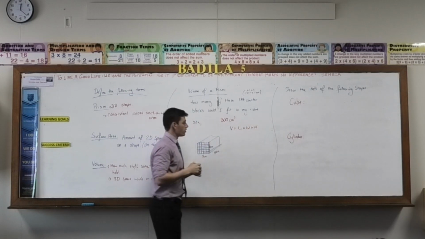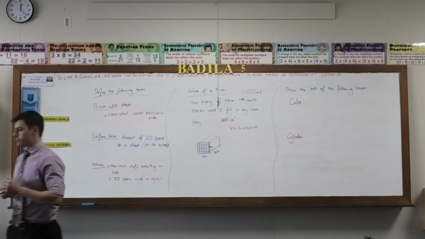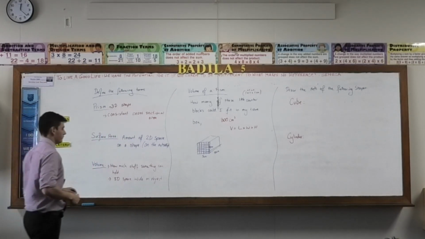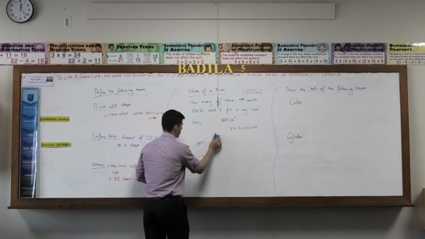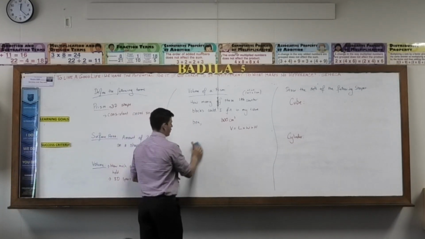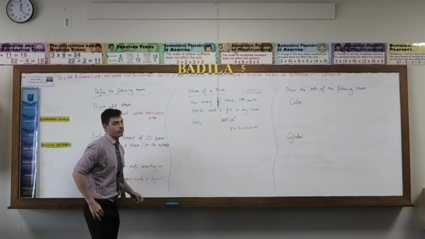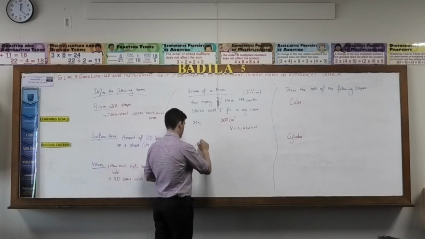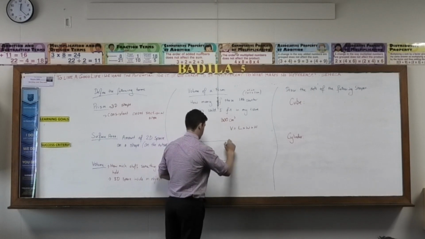So Gabby says volume equals length times width times height. I think she's 100% correct. Let's change this though. It's no longer this shape. I don't want to fit it in that anymore. I want to fit it in a cylinder.